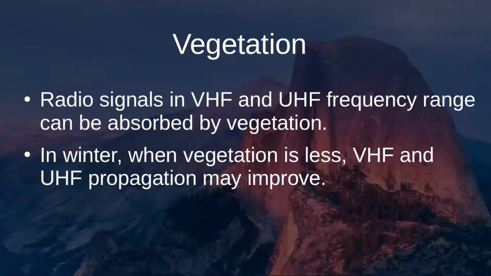Vegetation can also have an effect on radio wave propagation. This is especially true of VHF and UHF signals. In wintertime, when all the leaves are off the trees, you may have much better propagation. In summertime, when the trees are just full of green foliage and vegetation, a lot of those radio signals can be absorbed. So that may limit your VHF and UHF propagation in spring or summertime. But in wintertime, it will hopefully improve.